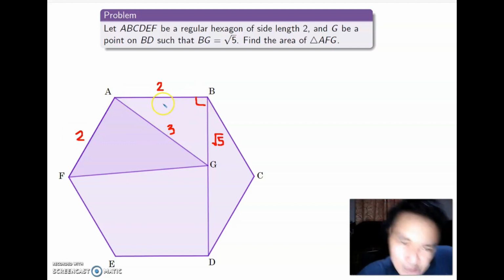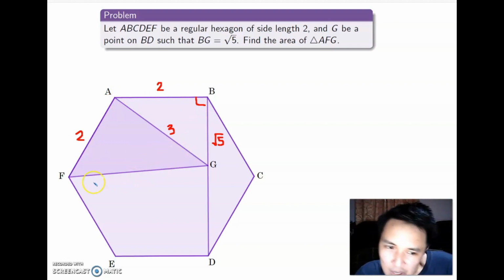Now, our goal is to get the area of triangle AFG. If there's a way you can get FG, then you can apply Heron's formula. But if not, there must be an alternative.